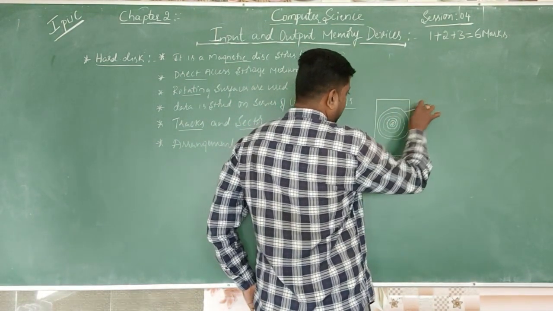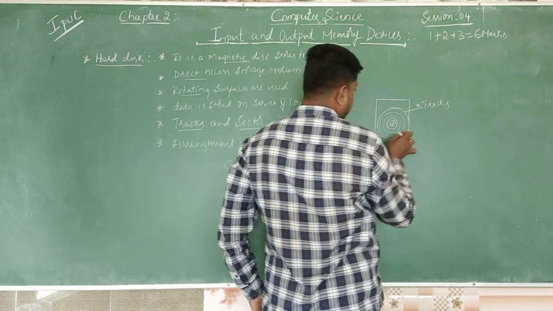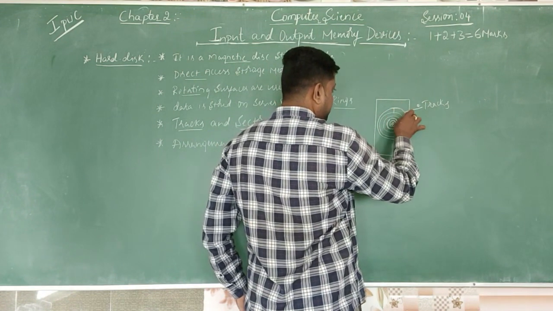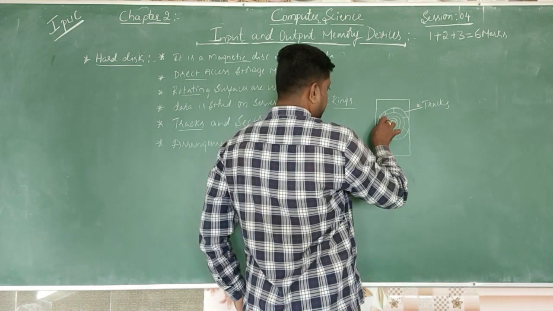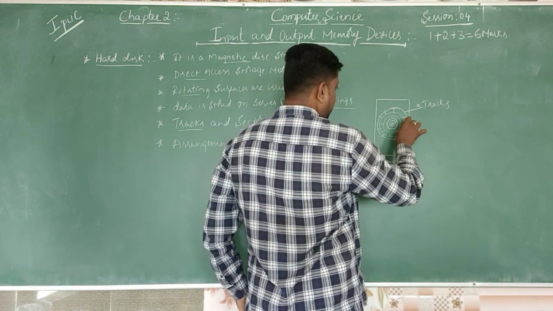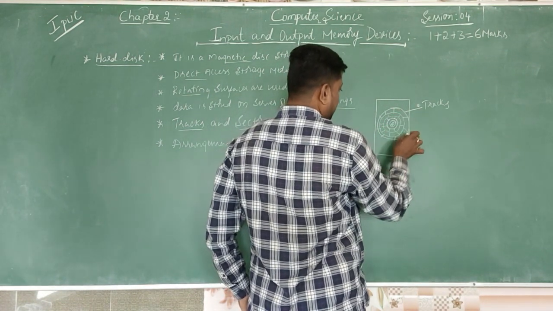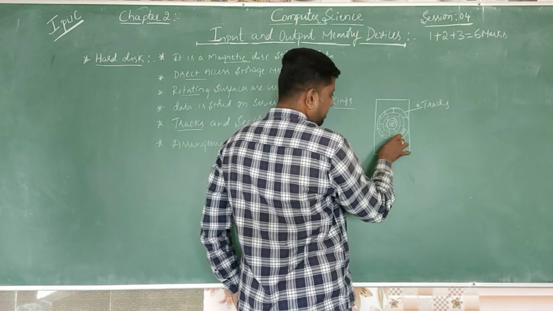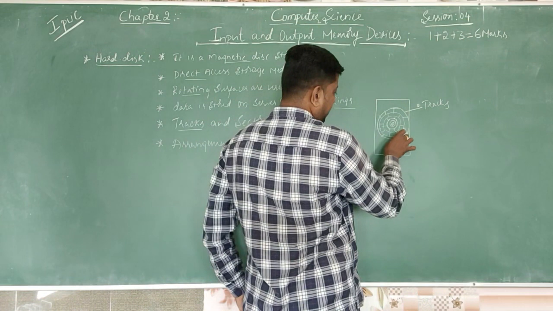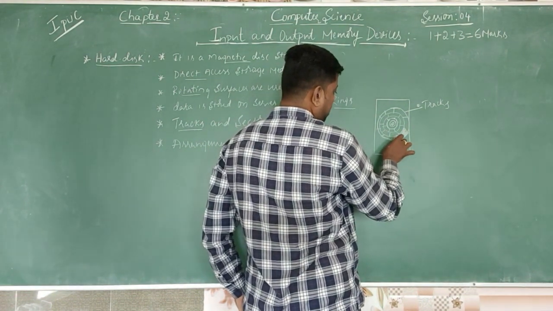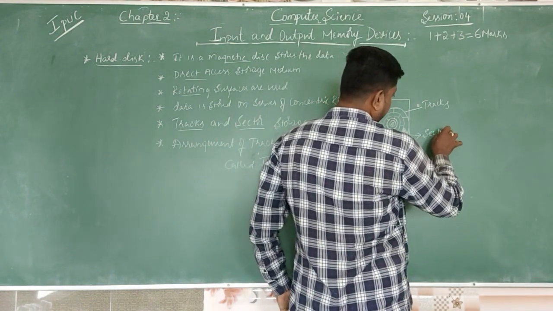These rings are called tracks, and each track is subdivided like this. See here, this is what we call a sector. So each concentric ring is divided into parts, and this part is what we call a sector. In between the concentric circles, some stored information is present. That is what we call a sector.